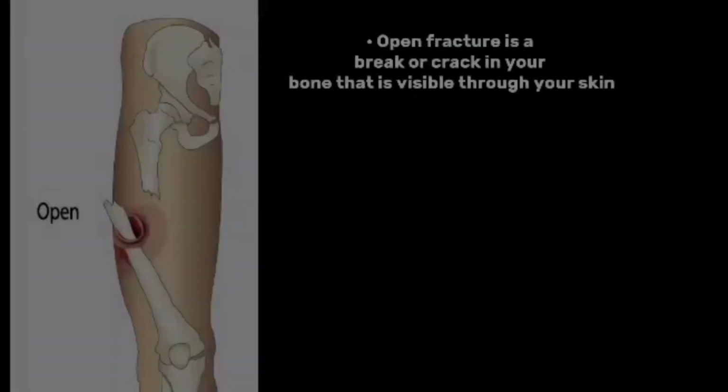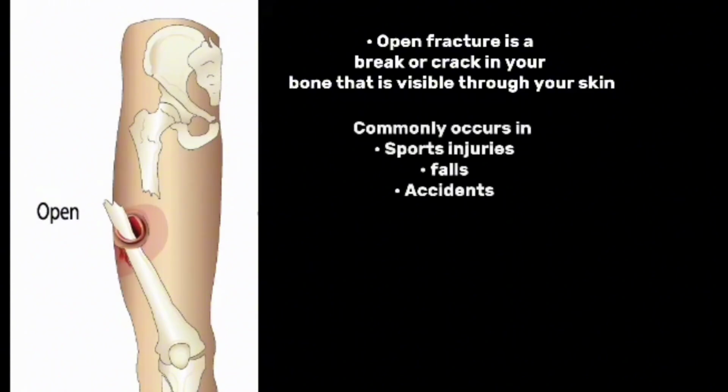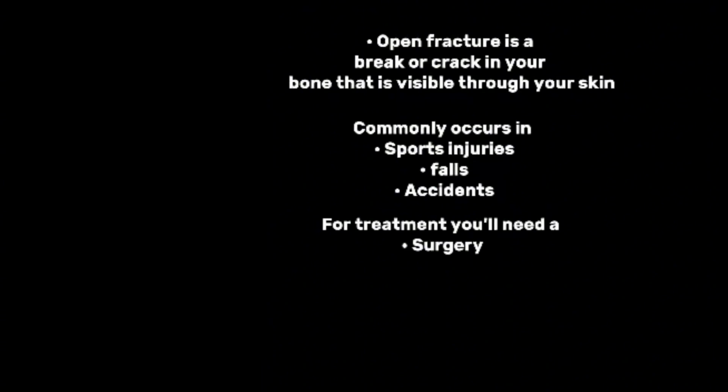Fourth is the open fracture. An open fracture is also called a compound fracture, in which there is an open wound or break in the skin near the site of the broken bone. Here's an example of an open fracture. In this type, the broken bone tears the skin and it may thus expose the bone to contamination. This occurs in sports injuries, falls or accidents. For treatment, you'll need surgery to realign your bones and then a cast to keep them immobilized.